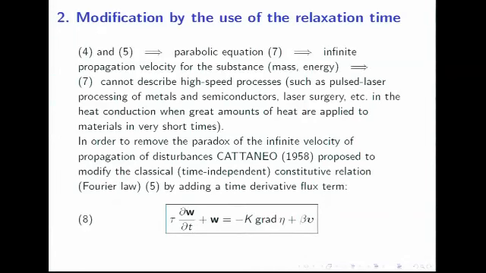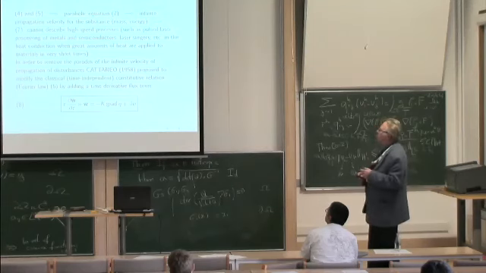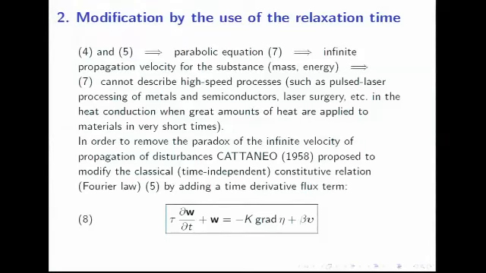These two laws I mentioned give rise to parabolic equation 7. This means that there is infinite propagation velocity for the substance, mass energy. So this equation cannot describe high speed processes.